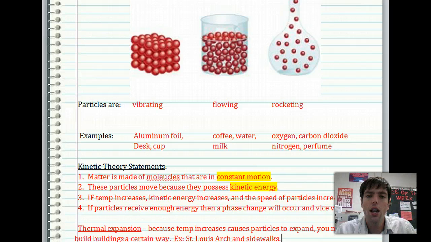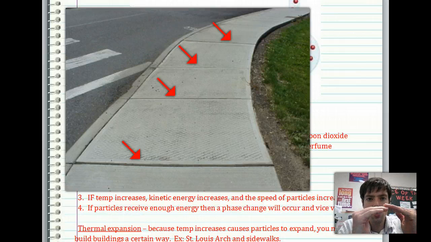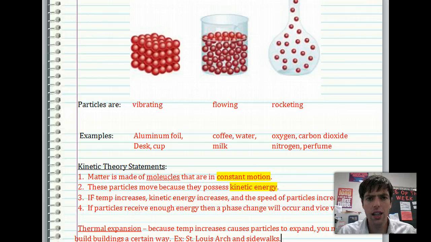in the summertime. The same with sidewalks and cracks in the sidewalks. The reason they put cracks in the sidewalks is they know sidewalks are going to expand and contract in the wintertime and the summertime, so the cracks in sidewalks allow them to control where sidewalks crack. Isn't that cool? I guess science really does have something to do with our lives.